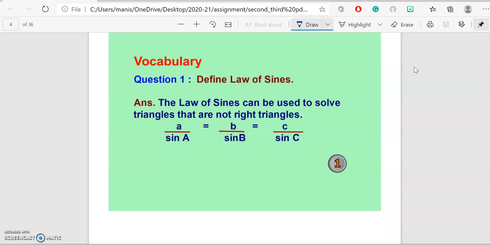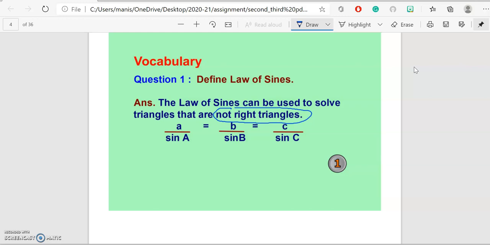Define law of sines. The law of sines can be used to solve triangles that are not right triangles. Important part to note over here is it says not right triangles.